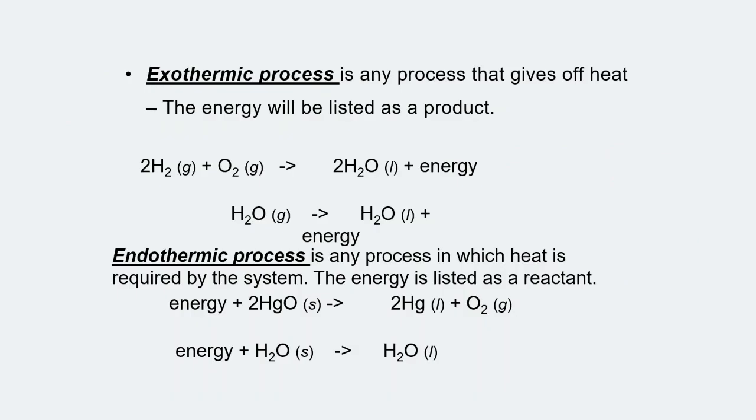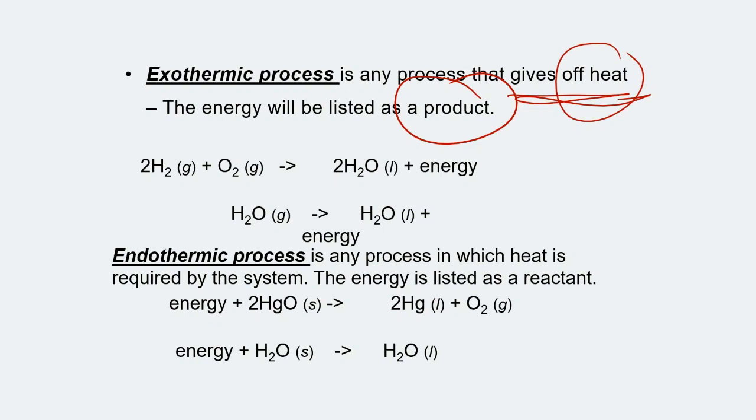All right, so we're going to talk about, in this one, enthalpy. And before we discuss enthalpy, we're going to go back again and talk about these 2 processes. So the first process is the exothermic process. An exothermic process is any process that gives off heat. So that's the key word, gives off heat. And the energy will be listed as a product. So that's also very important.